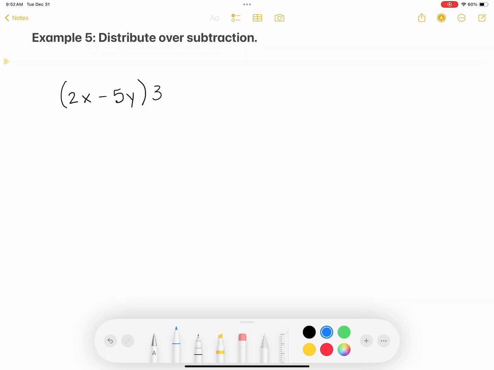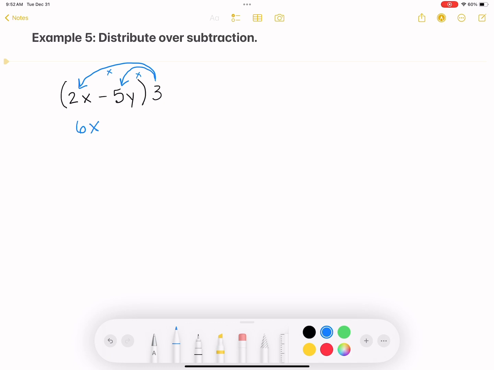The next example says to distribute over subtraction. So we have 2x minus 5y times 3. We're going to take our 3 and we need to multiply it over the parentheses. So all we're doing is what's called distribution. We're going to multiply the 3 times positive 2x, and we're going to get positive 6x.